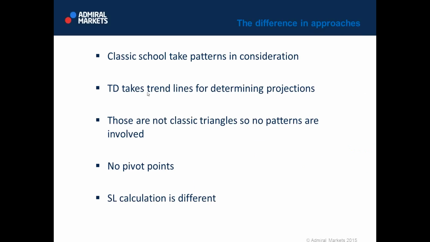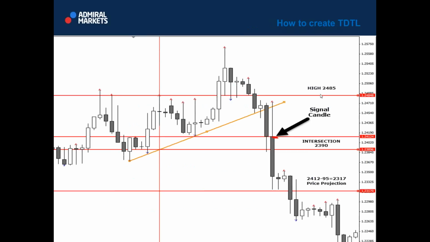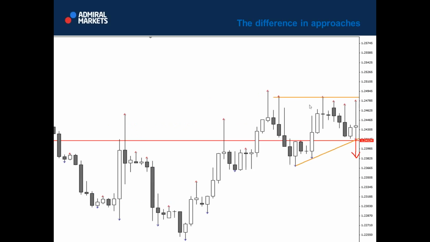Tom DeMark takes trend lines for determining projections. As we could see in this example, we see a high, we see an intersection point, and you use the price difference to calculate the target. Okay, that is also one of the differences. So those are not classic triangles, so no patterns are involved. In this example, which I'm showing you, basically you just take trend line trades. So this is not taken as a triangle.